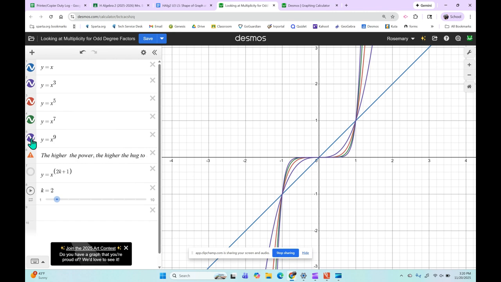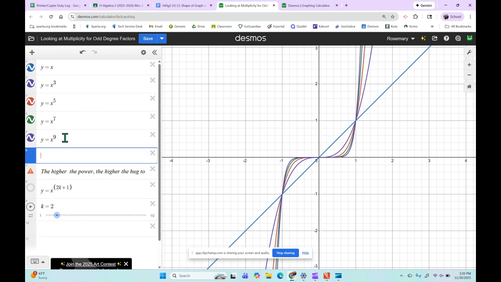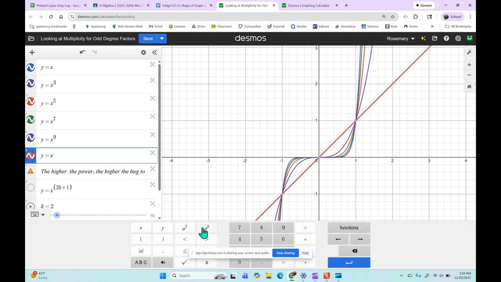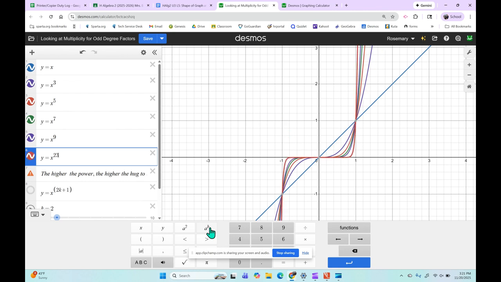7, 9, and my classes always love it when I do something ridiculous like a really high power. So let's go super psycho and do x to the 23rd. You see how it almost starts to look like a right angle? Let's do it to the 222nd. Oh my goodness, that is such a right angle looking there. That is some crazy hug. The more you do, the more right angle it looks like. Of course, we weren't going to be graphing anything like that, but just so you can see.